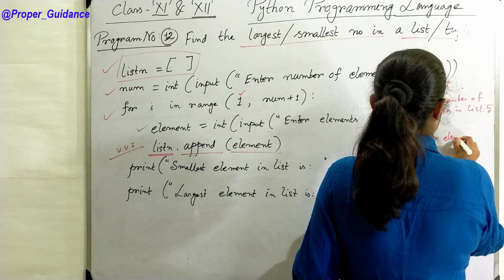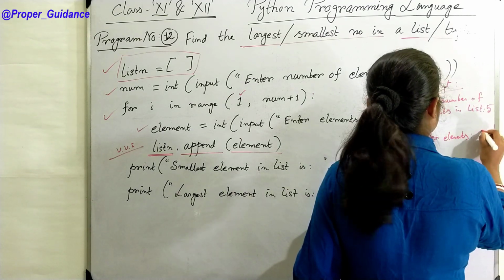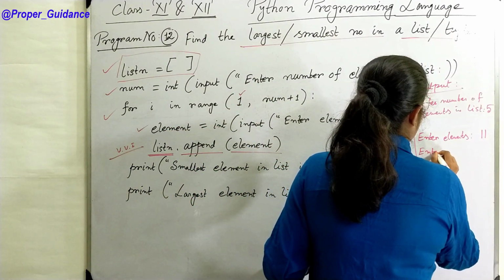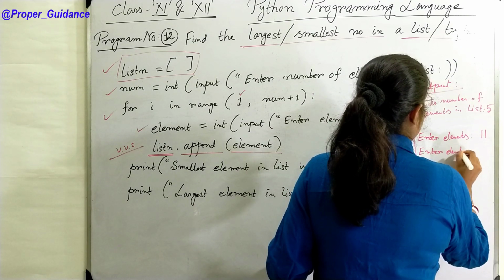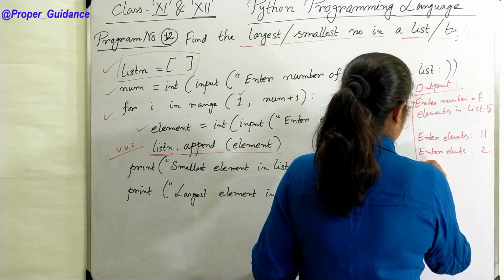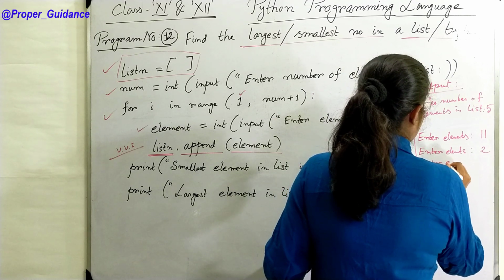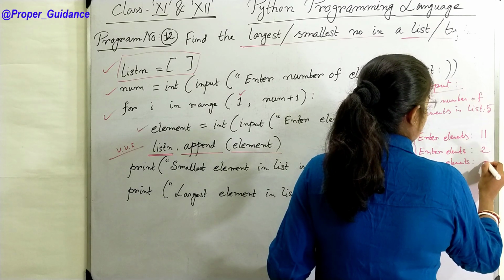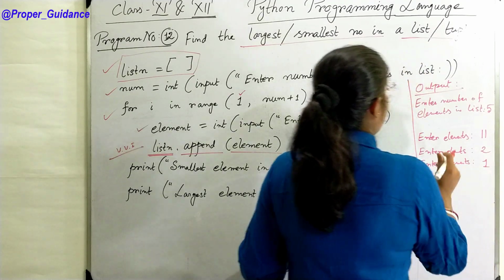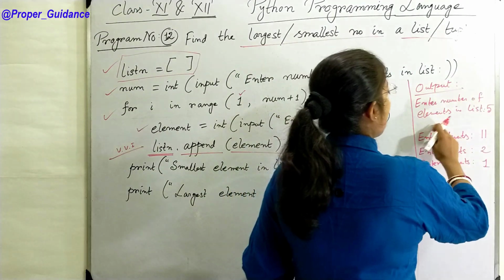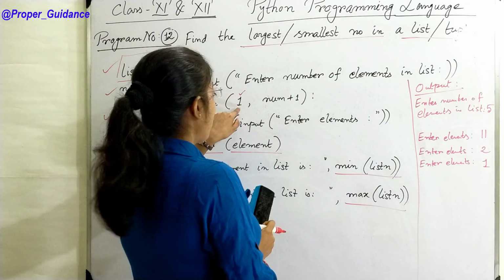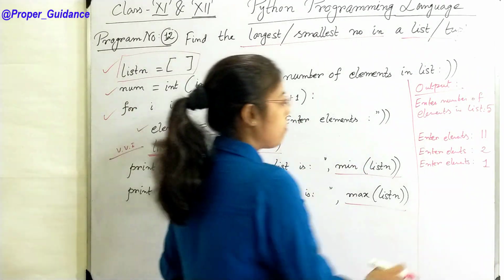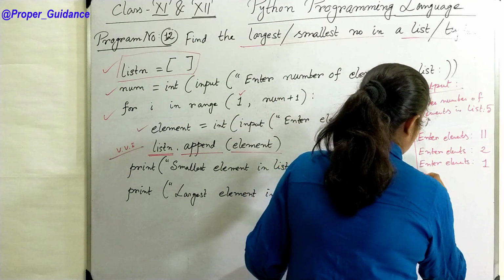Enter elements. 11, number 1. Next, enter elements. 2. Enter elements. 1. How many times? The number of elements in the list is 5. Starting from what? 1, and num plus 1 is the range. 1 to 6 means 1, 2, 3, 4, 5. So 5 elements will be taken in the list.